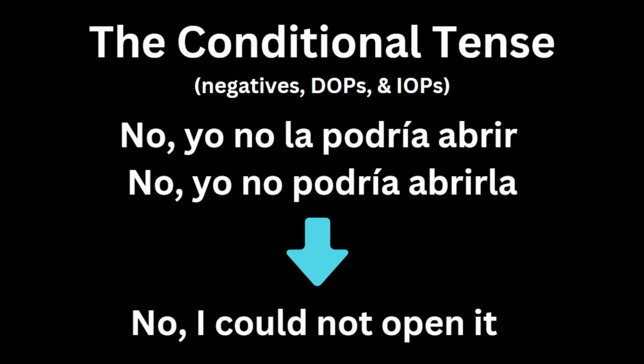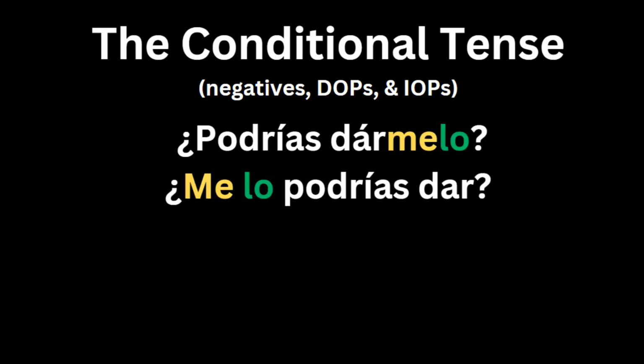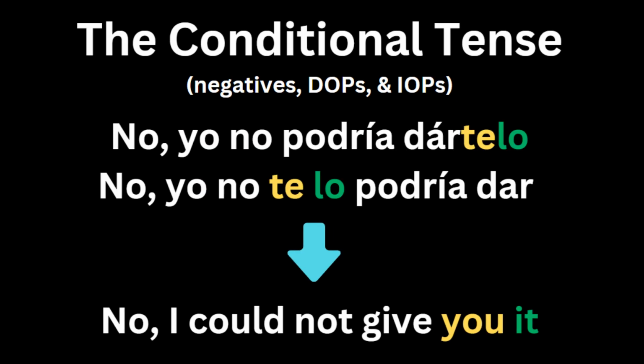With the direct object pronoun being attached to the infinitive or put before the verb, which is possible in the conditional tense. In case you want to include an indirect object pronoun, you can likewise do so by asking ¿podrías dármelo? Or ¿me lo podrías dar? Could you give me it? And you can reply with no, yo no podría dártelo, or no, yo no te lo podría dar. No, I could not give you it. As you can see, the object pronouns can either be put before the conjugated verb or attached to the infinitive. And the same idea applies to any other sentence that you want to say.